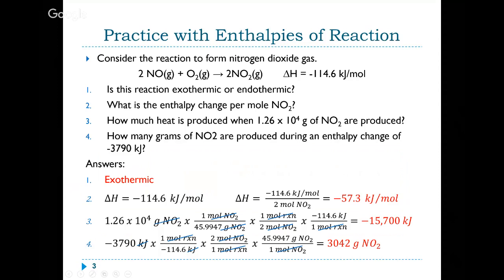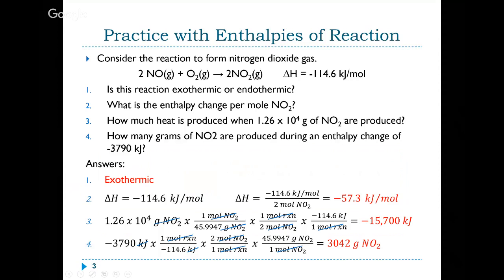How many grams of nitrogen dioxide are produced during an enthalpy change of negative 3,790 kilojoules? So now we have an amount of energy that we're going to produce. We want to know how many grams that we can get. So once again, we're setting up a conversion. We start with our given information, and we recognize that for the reaction, negative 114.6 kilojoules are released for every 1 mole of the reaction that we do.